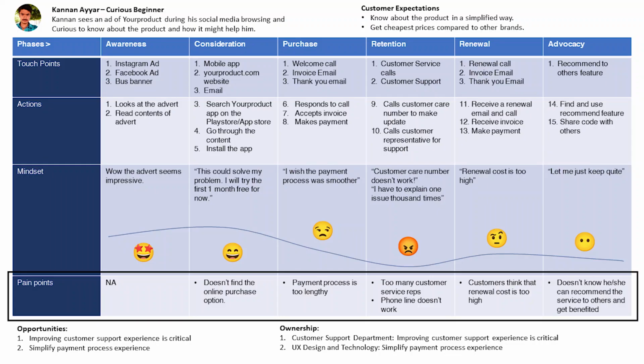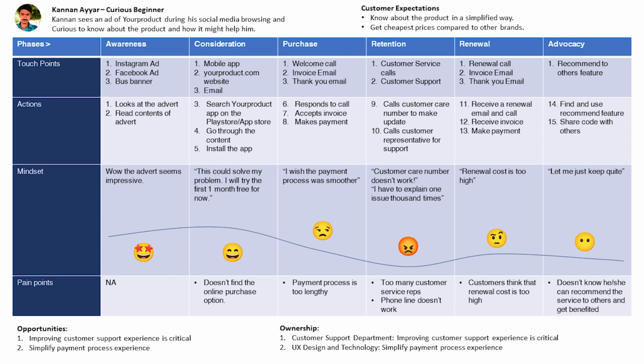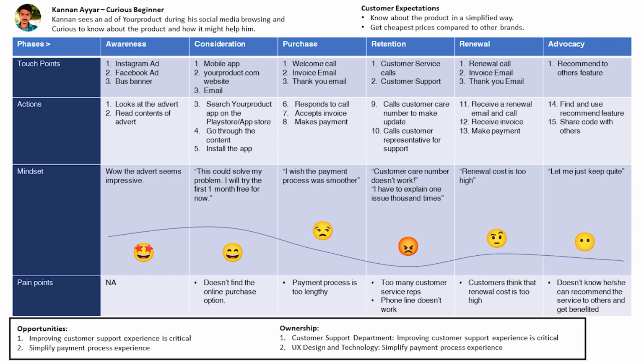Pain points are the areas where the customer experience is negative and needs to be improved. Now let's take a look at another component, that is opportunities and ownership. Opportunities are insights gained from mapping. They speak to how the user experience can be optimized. Which areas of the customer journey map has negative experiences and what are the ways to improve it.